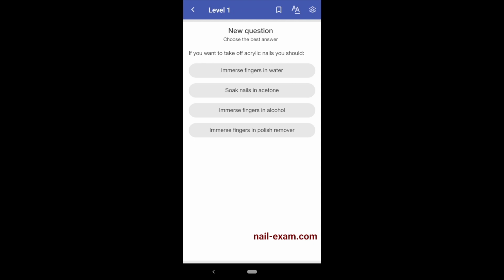If you want to take off acrylic nails, you should. Answers: A. Immerse fingers in water. B. Soak nails in acetone. C. Immerse fingers in alcohol. D. Immerse fingers in polish remover. The answer is B.